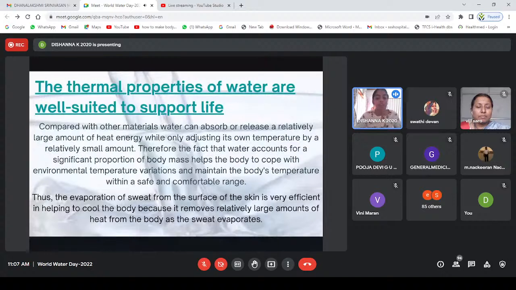Thus, the evaporation of sweat from the surface of the skin is very helpful in helping the body cool down, as it removes relatively large amounts of heat from the body as the sweat evaporates.